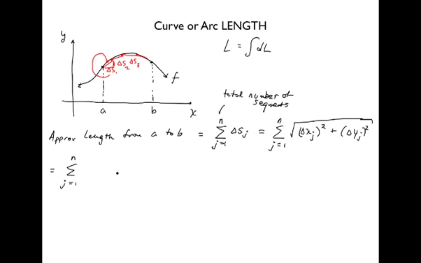I'm going to multiply by delta x over delta x, but as the square root of delta x squared. So I'll just show you what it looks like.